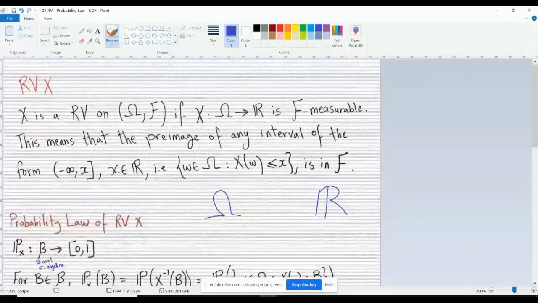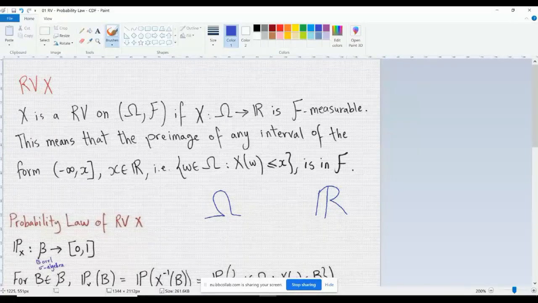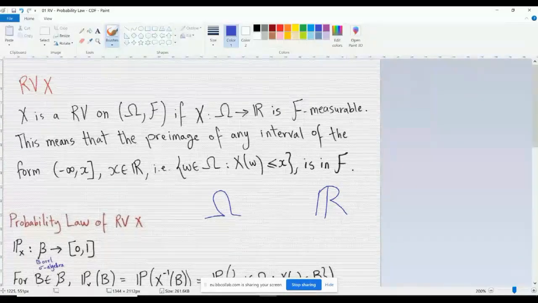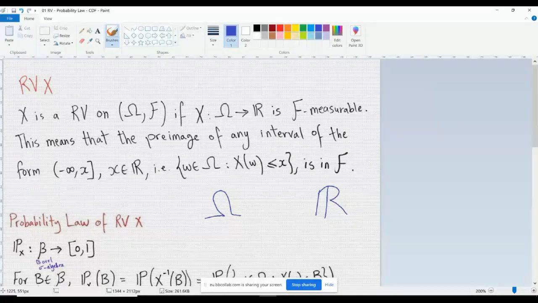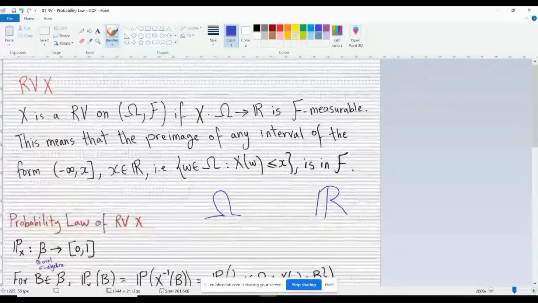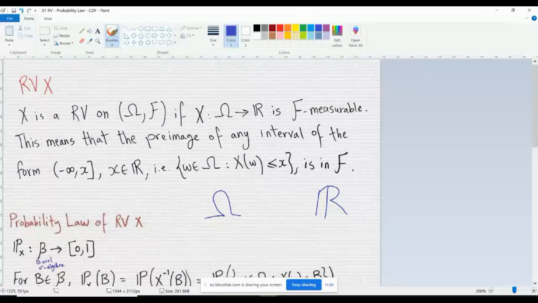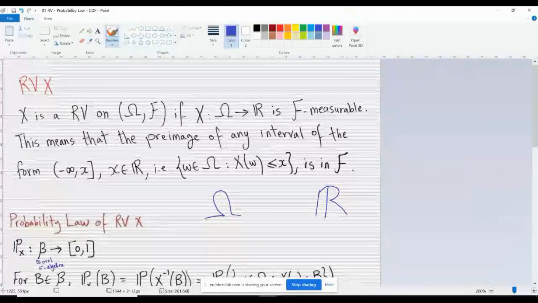And so what is the pre-image of a Borel set? Basically, you take the Borel set on the real line and you ask yourself, what are the elements in the sample space that are mapped to this specific Borel set? So the pre-image of the Borel set will be a subset of big omega. The question now becomes, is this subset part of your sigma algebra or not? If not, then you don't have a random variable, because the random variable should be F measurable, which means that all pre-images of all Borel sets should be included in your sigma algebra.